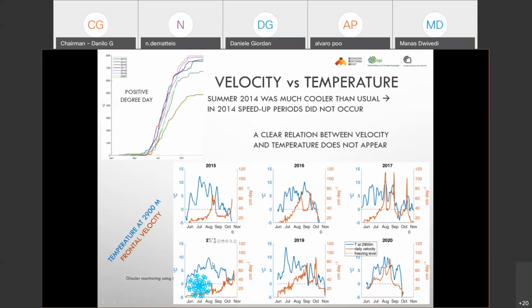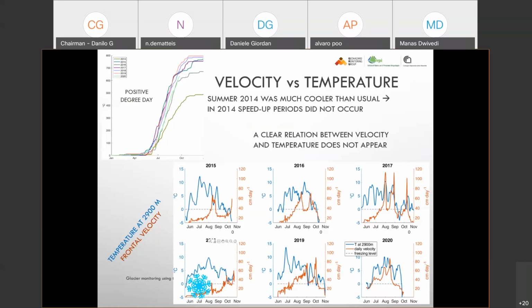And furthermore, if you see the velocity of 2018, the velocity increased only since the beginning of September, because probably in 2018 the snow cover of the glacier lasted until the beginning of August, the melting season started later, and therefore it is possible that the presence of snow causes a reduced glacier sliding.